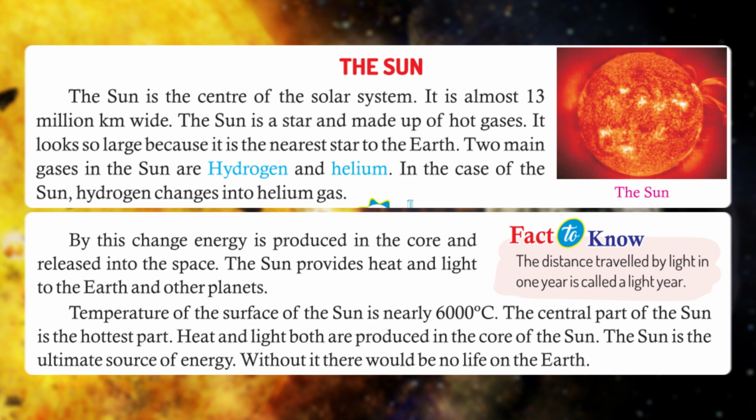Heat and light are both produced in the core of the Sun. The Sun is the ultimate source of energy. Without it, there would be no life on the Earth.